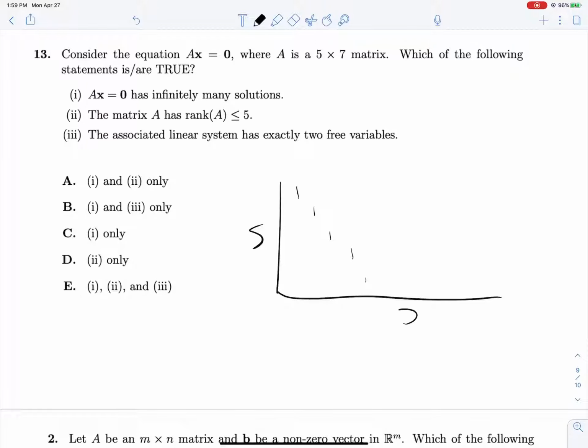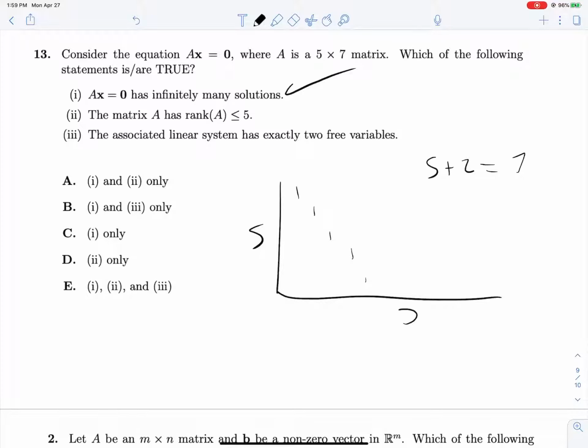So we know that our rank plus our nullity is equal to the number of columns, which is 7. Our rank is at max 5. And if our rank is 5, then the nullity is 2. But because rank can never be greater than 5, nullity can never be less than 2. So that's some good stuff to know, which means that AX equals 0 will always have infinitely many solutions.